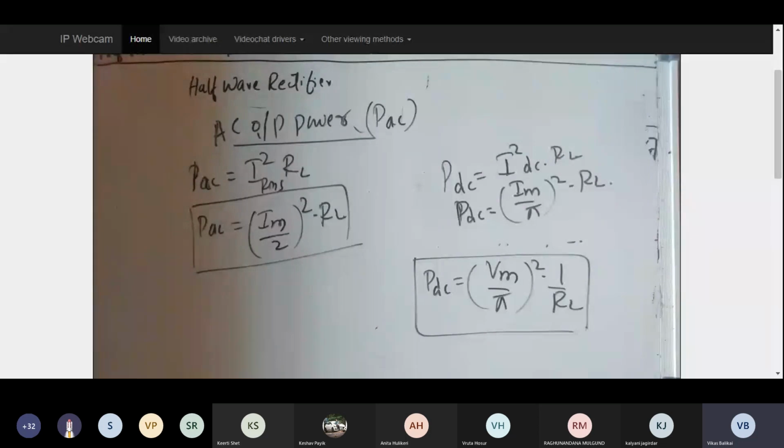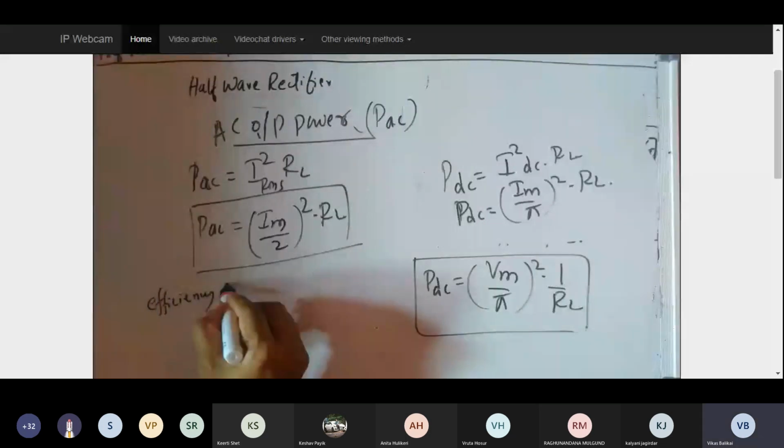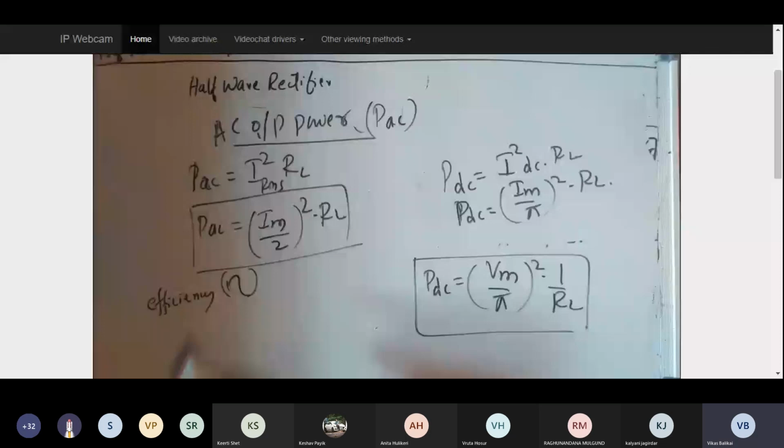Now, once I know the equation for AC power, which is my input power, and DC power, which is my output power, can I calculate the efficiency? That is eta, rectifier efficiency, which is given by PDC upon PAC.